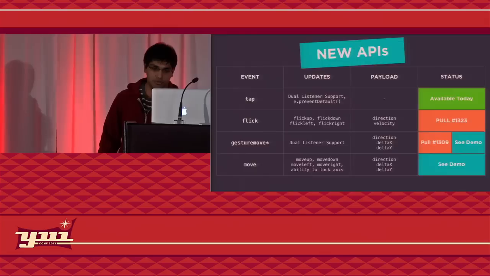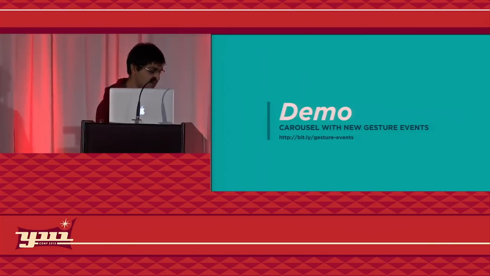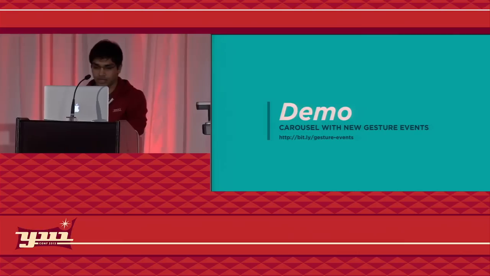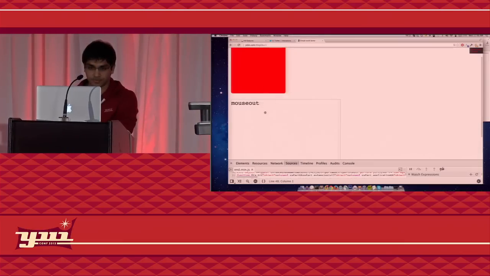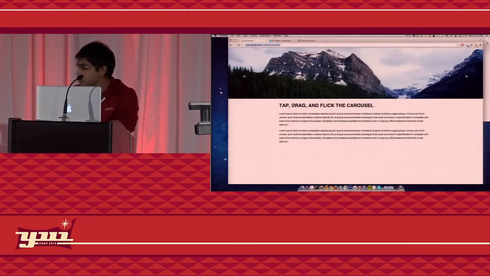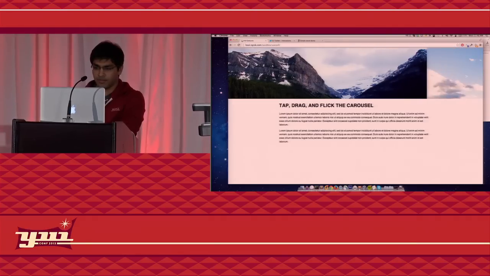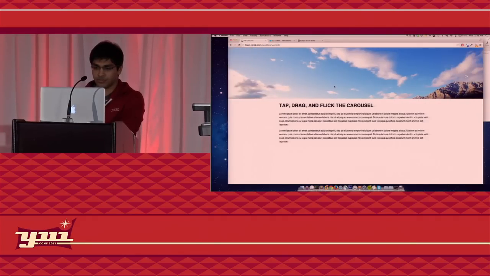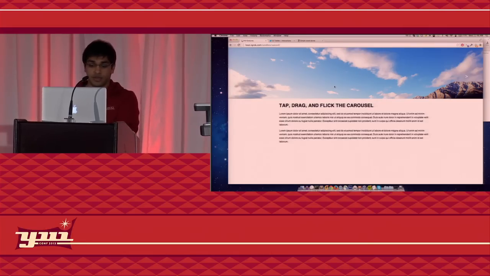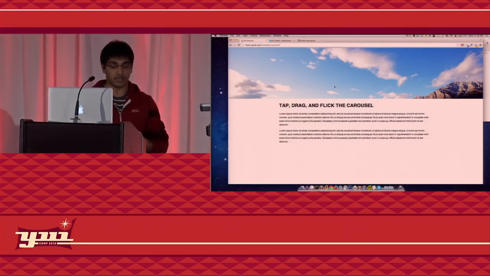So I keep talking about this demo, so I'll show you the demo, right? I'll actually start it on the computer first. Cool, so you can see that, okay. So I have this carousel here, and it's using these gesture events. Basically, I have a custom build of YUI, which I'll send a link to. It has these new APIs inside it.